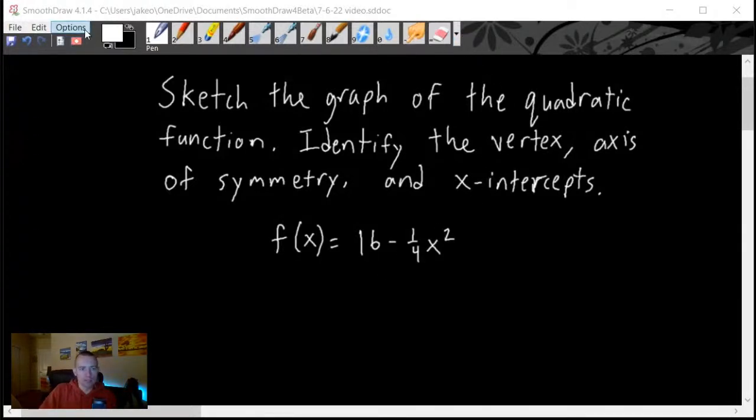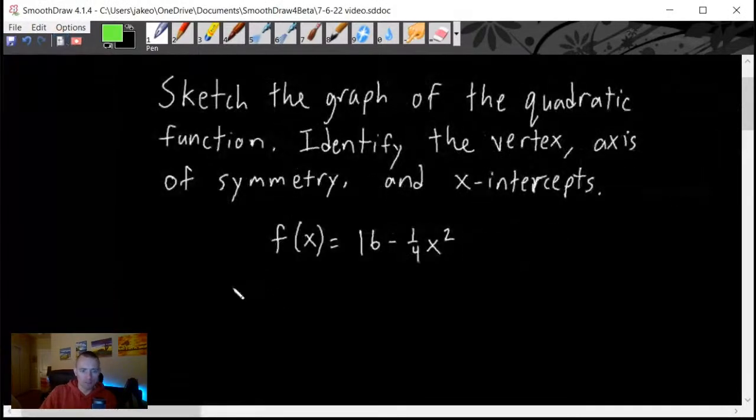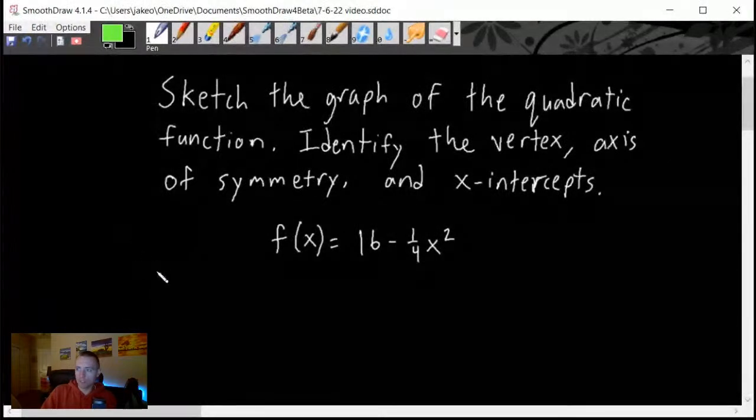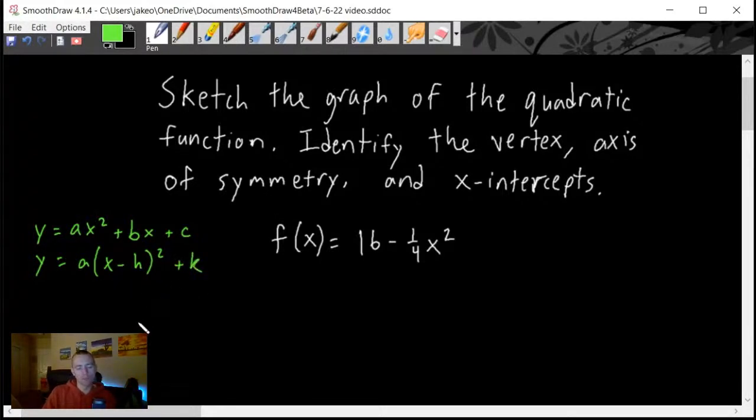There's basically two main forms that a quadratic function can take. Maybe you've seen these before, but they could be either y equals ax squared plus bx plus c, or y equals a times x minus h in parentheses all squared plus k. So these are the two main forms.